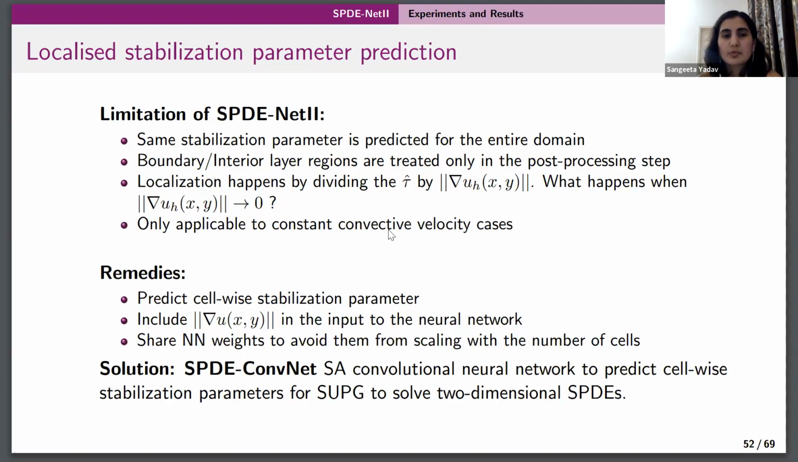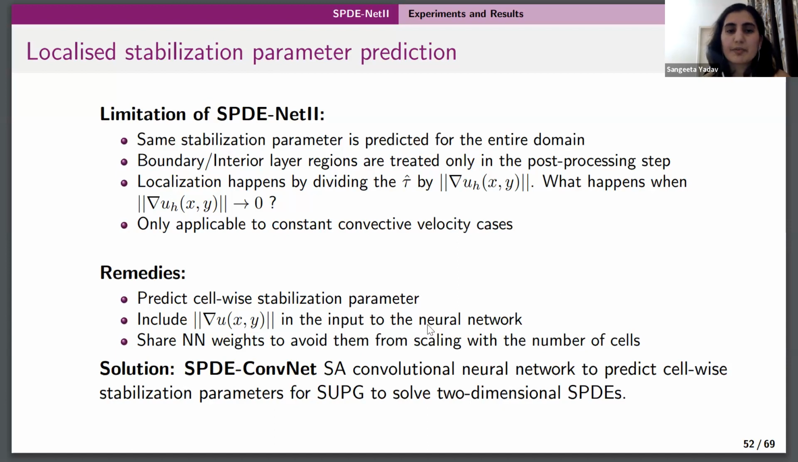And thirdly, SPDNet2 is only applicable to cases where the convective velocity is a constant, because we only consider epsilon, b1, b2, and h. So as to remedy all these limitations, one way is to predict a cell-wise stabilization parameter and to include the gradient of u in the input to the neural network.